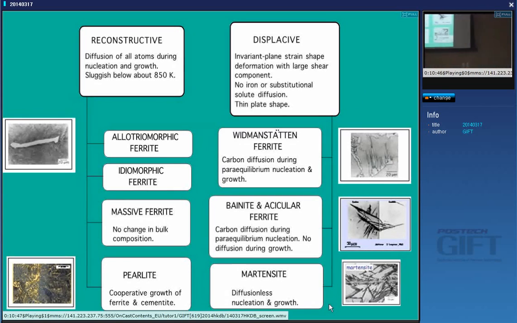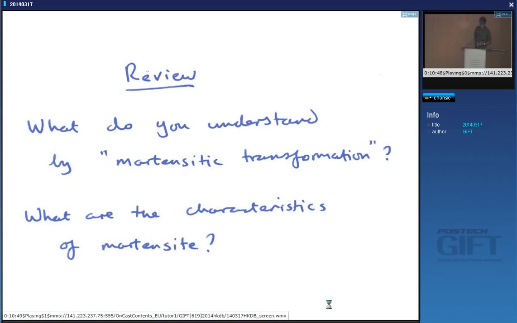So the first topic is about martensitic transformations, and I'd like to ask you some questions. What is martensite? What do you understand by martensite? So tell me what you understand by martensite. So, you know, when I ask a question like this, don't worry about getting it wrong. That's the whole idea. You've all heard of martensite, right? So what does it mean?